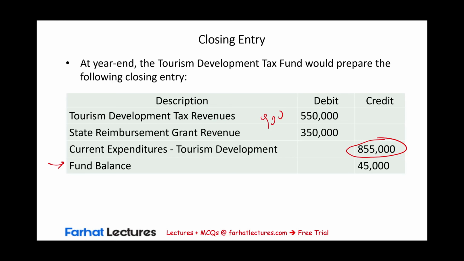So we have revenues minus the expenditure. We have an increase in fund balance. So our fund balance increased by $45,000. Does anyone remember what the beginning fund balance was? The beginning was $300,000. After year end, we generated an additional $45,000.